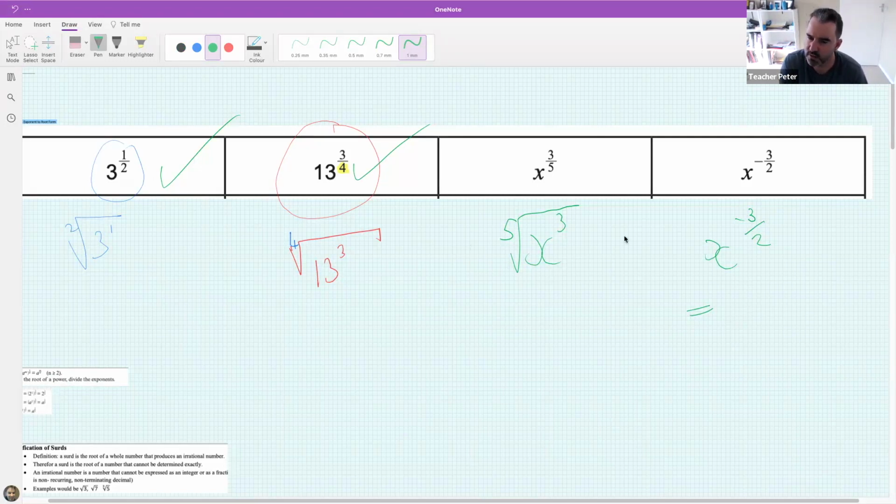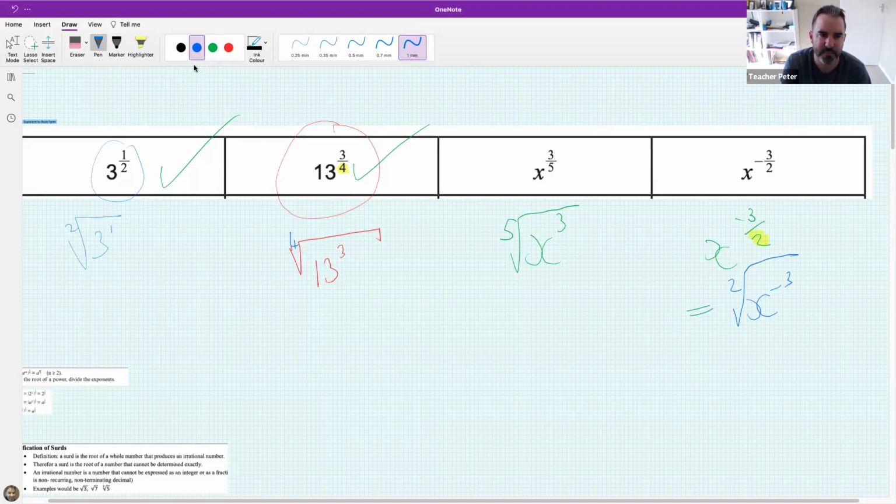So what are we going to get? Well, again, the 2, let's have a look. The 2 is going to go up to the top, and we are going to get x to the minus 3 to the power of 2. And that's it.